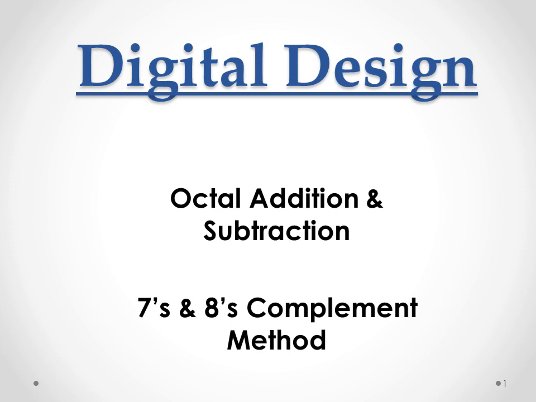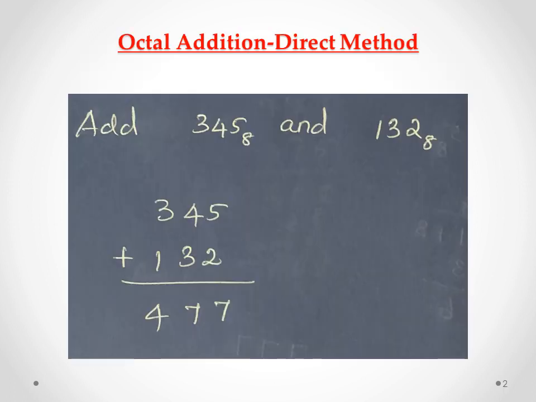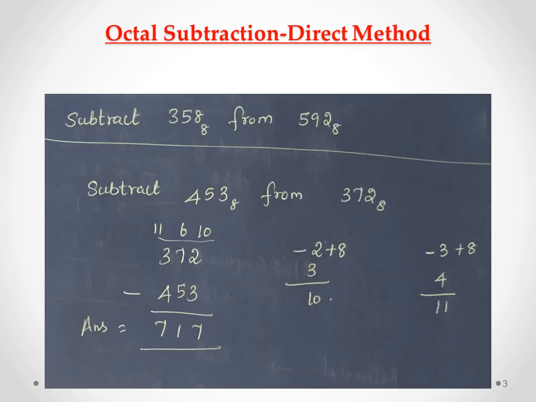In this video, I am going to discuss octal addition and subtraction by using 7's and 8's complement method. Octal addition by direct method. To add 345 and 132 in octal, I am adding these two numbers. 5 plus 2 is 7, 4 plus 3 is 7, and 3 plus 1 is 4. This is normal octal addition.